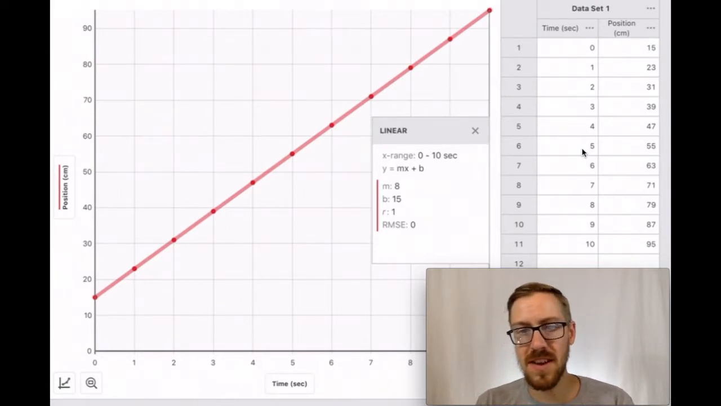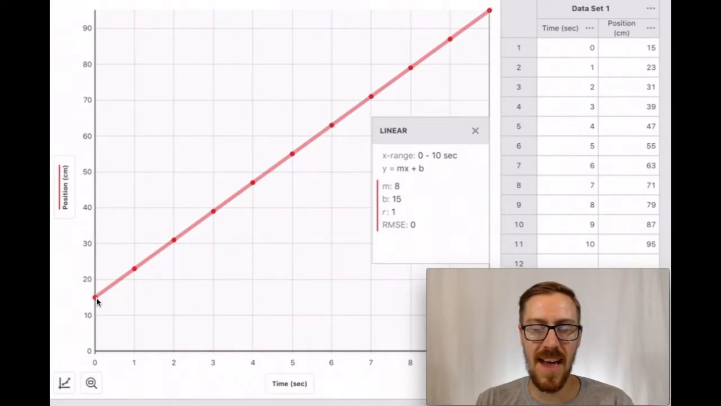Now if you'll notice here, our b is 15, which means our line starts at 15, which means our experiment, our car, started at 15 centimeters. That's what the b means. And then m is the slope. Now the slope is the rate of rising to running. And so what this says is every 1 second that goes by, my car moved 8 centimeters.